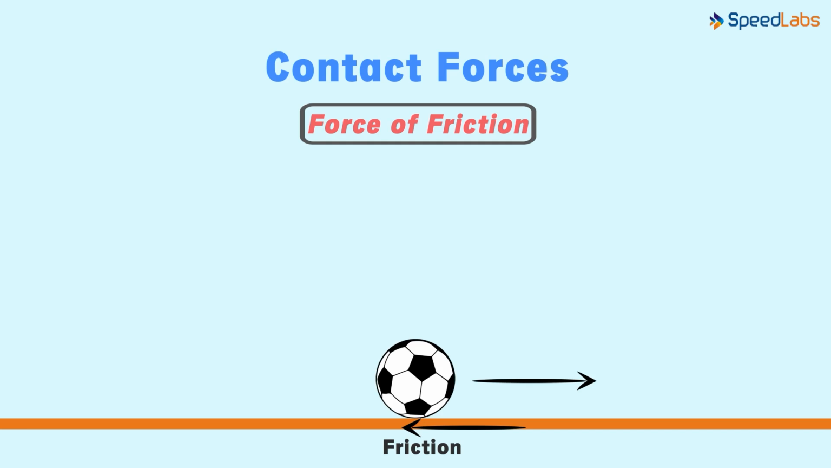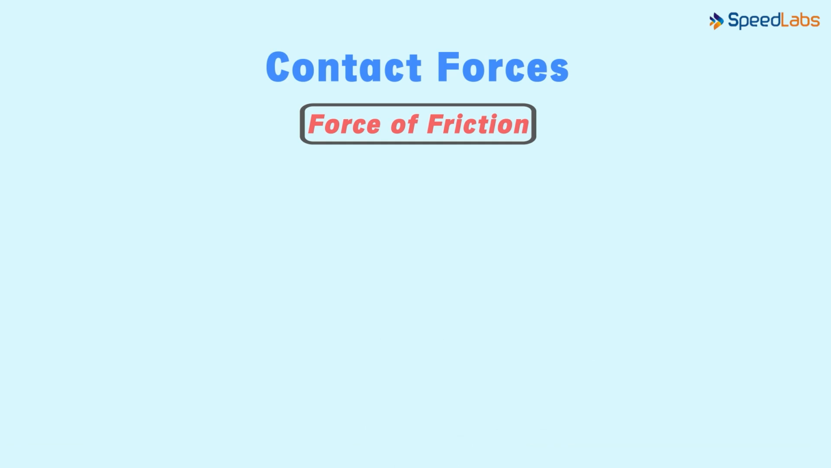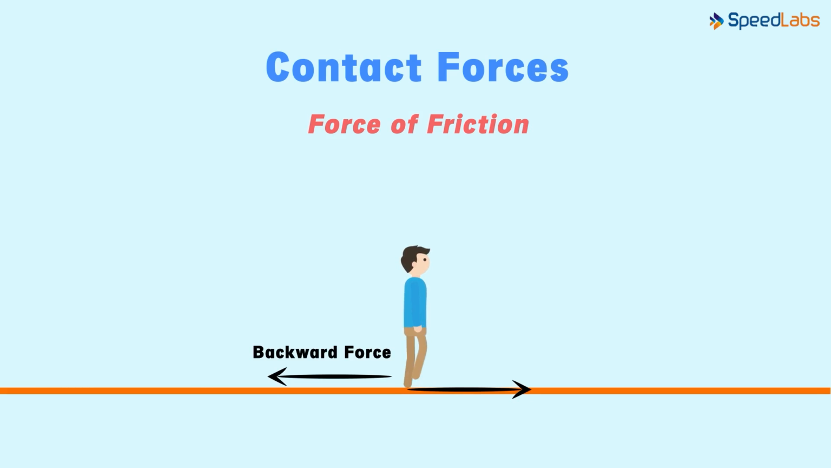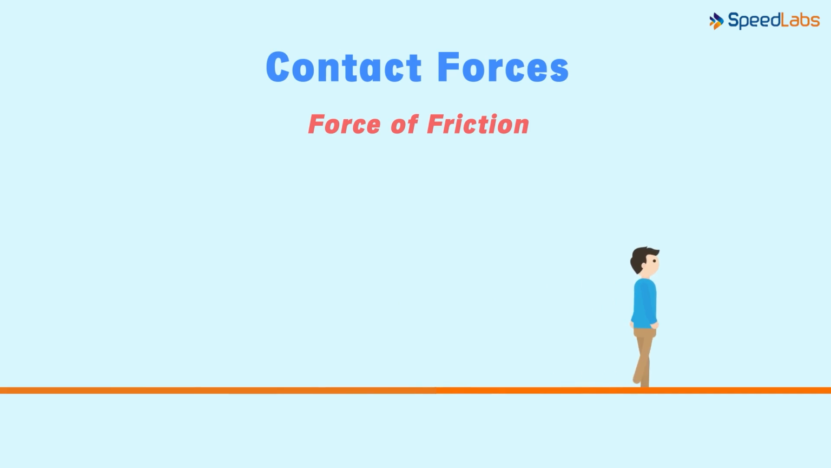We can walk and run because of friction. How does it help us walk? When we walk forward, we push the ground with our foot in the backward direction. In return, the ground exerts a force in the forward direction, which moves us forward. The force that the ground exerts is nothing but the force of friction. The examples that we've seen till now are the ones in which the frictional force exists between solid objects.